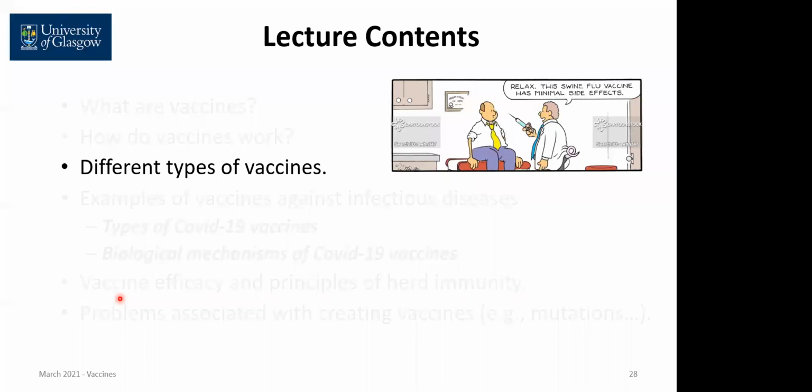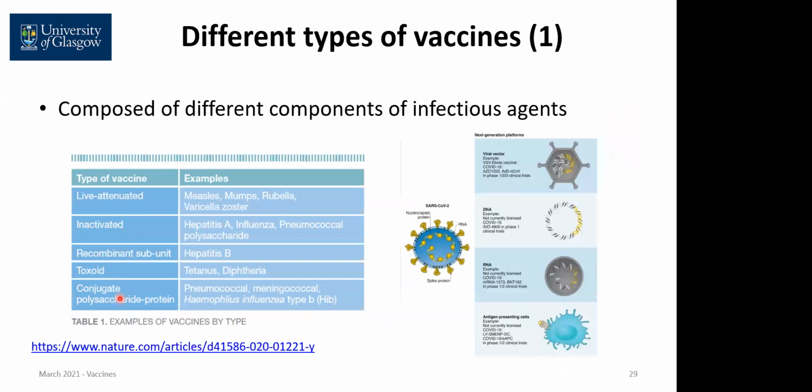So if we swiftly move away from the immunology side of things, I'm going to talk in the next 20 minutes or so about the different types of vaccines and also some terms that you may encounter when thinking about vaccines. There are different types of vaccines, which can be composed of different components of infectious agents. On the left-hand side of this slide, you can see the more commonly used examples of vaccines by type, and we'll talk about each of these in the coming slides.